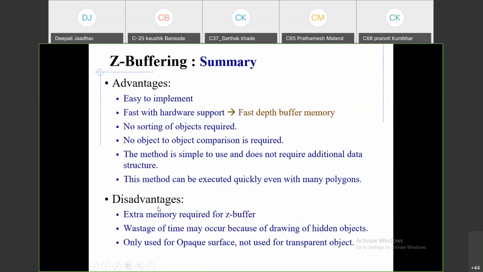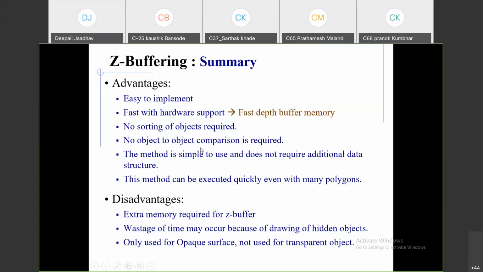Then the disadvantage: extra memory is required for the Z buffer, but it is not a big disadvantage. Why? Because the pixel value is stored there, so it is not such a big disadvantage, only that it requires two buffers. Buffer, what is buffer? Buffer is the reserved space of memory to store the data temporarily. It is the main memory storage. So here extra memory is required for the Z buffer.